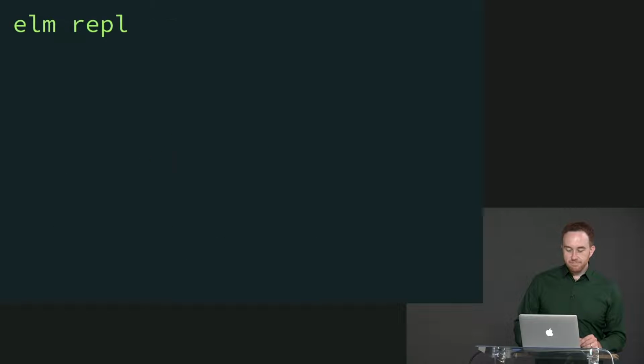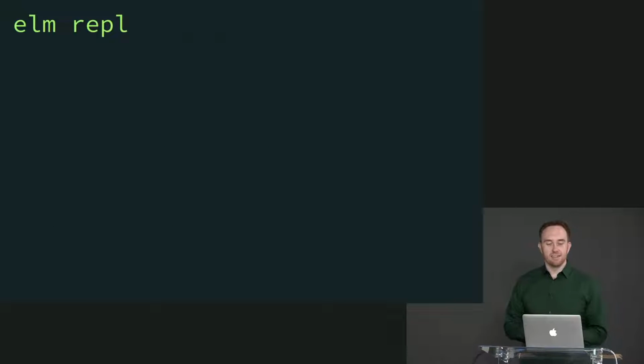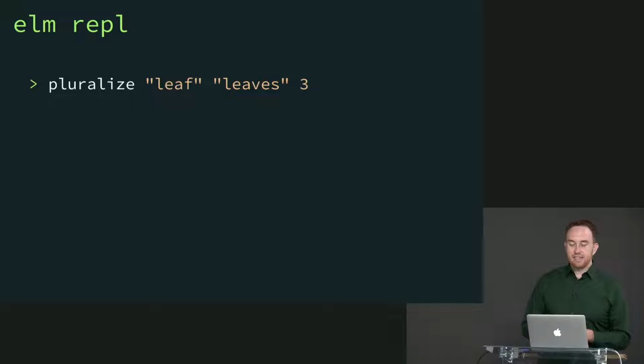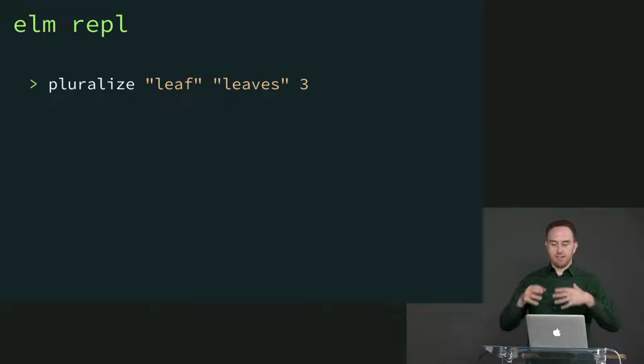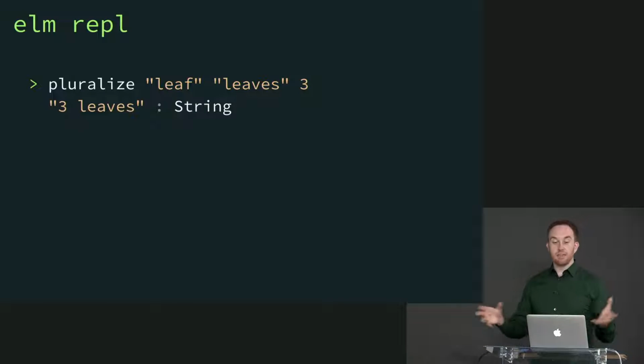Okay. So Elm REPL is a nice tool for messing around with things and playing around with stuff. It's a read eval print loop. And if you've never used a REPL before, the basic idea is you put in an expression, such as, let's say I want to call our pluralize function, passing leaf, leaves, and 3, and it just prints out the result. So in this case, 3 leaves.